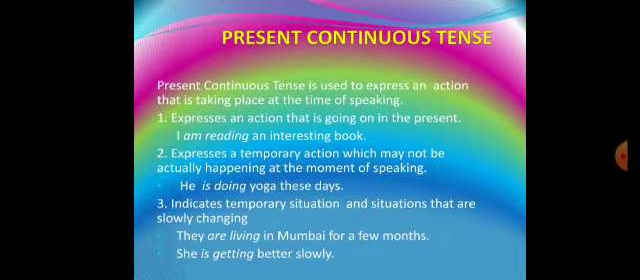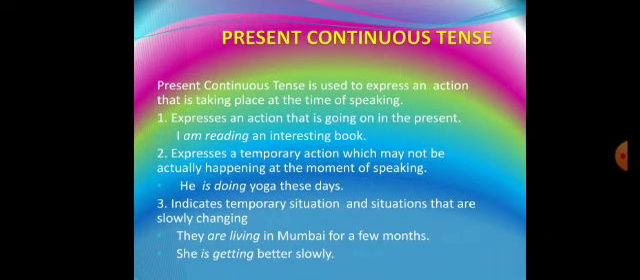Now we are going to study about present continuous tense. Present continuous tense is used to express an action that is taking place at the time of speaking. When we are speaking, that thing was happening. That means we can also say present continuous tense expresses an action that is going on in the present. For example, I am reading an interesting book. So right now I am reading and I am speaking about it.